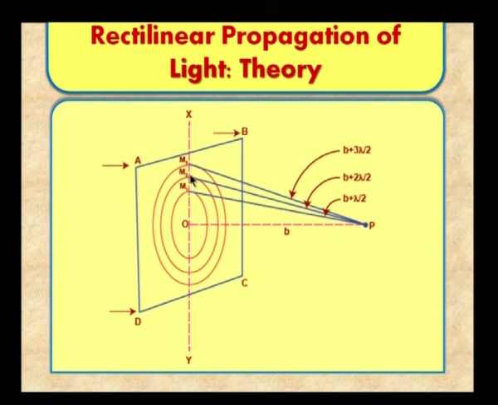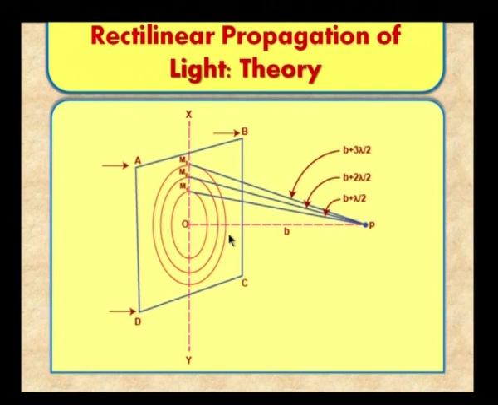Then P plus lambda by 2, or 2 into lambda by 2, this region, then this region. From P you draw circles with radii like P plus lambda by 2, P plus 2 lambda by 2, P plus 3 lambda by 2, P plus 4 lambda by 2, and so on. And now, the resulting zones are called half period zones.